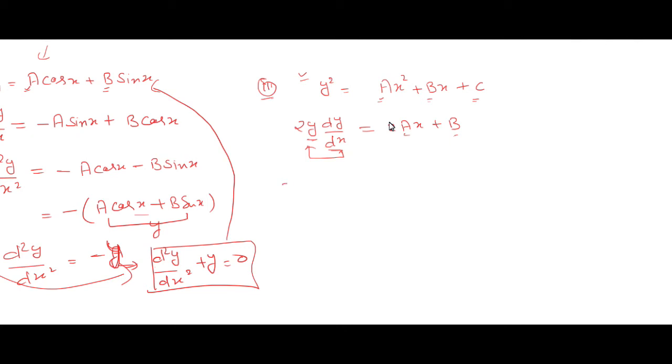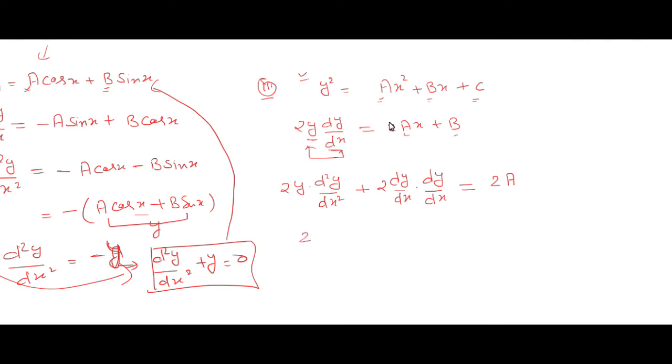So we will apply the product rule. So we will get 2y, first function, and differentiation of the second function, which will be d2y by dx square, plus 2 second function dy by dx into differentiation of first function, which will be dy by dx. This will be equal to 2a.